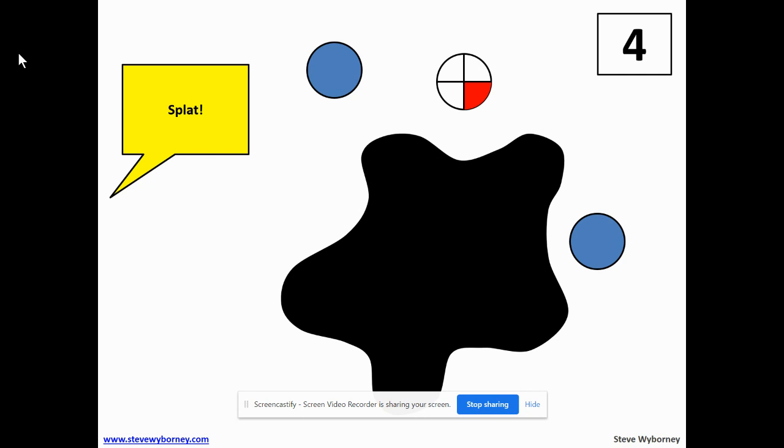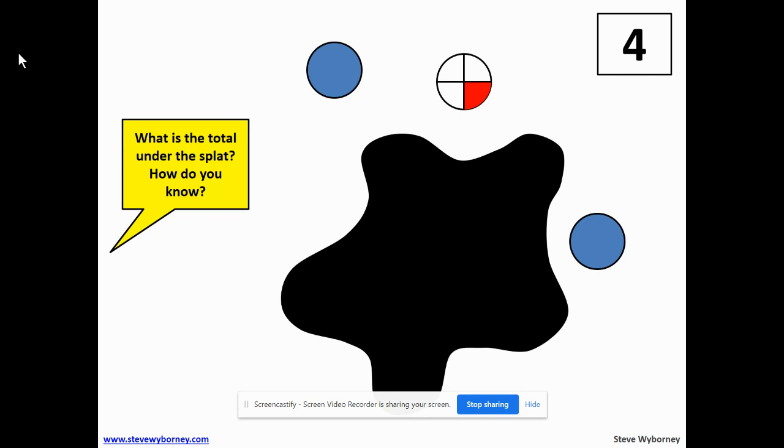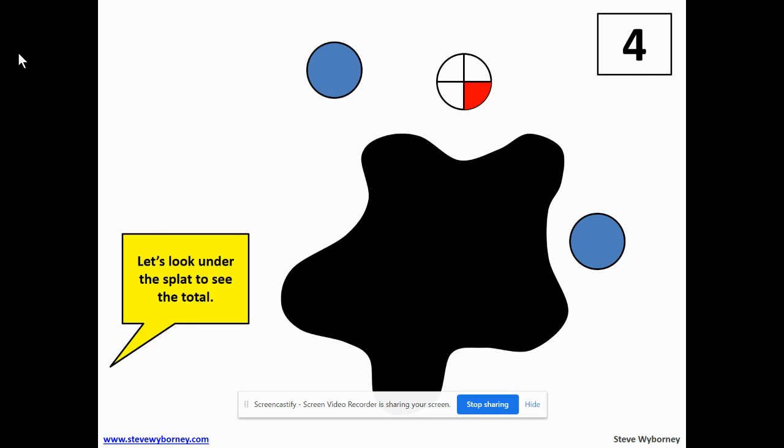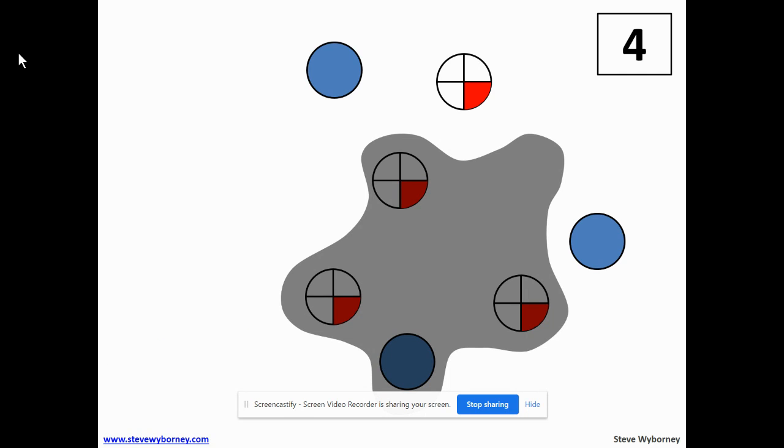And then they could tell you. Or you could ask them, hey, what is the total number under the splat? And how do you know? So you have to figure that out. How else could you know? And let's look. Boom. 1 3/4.